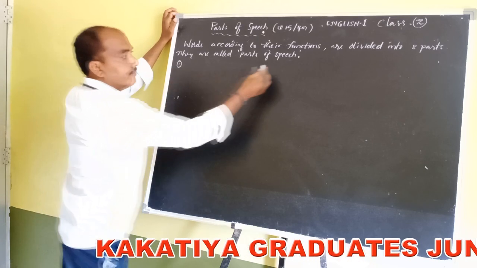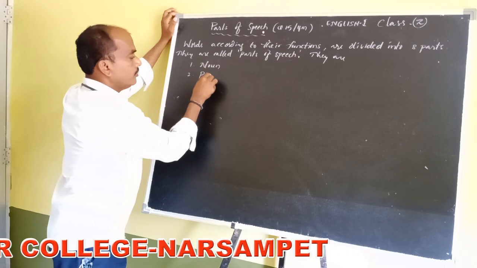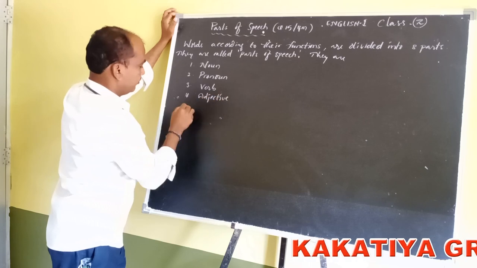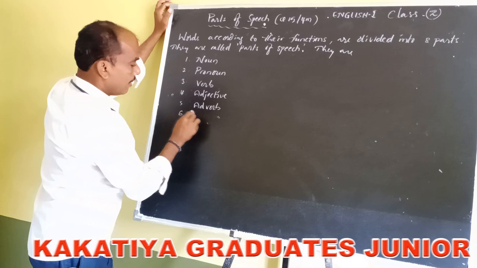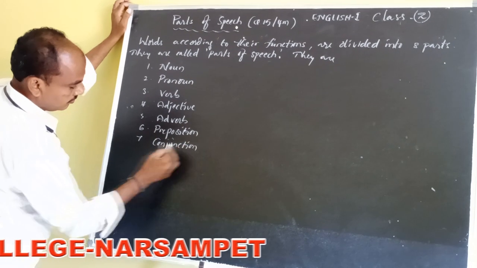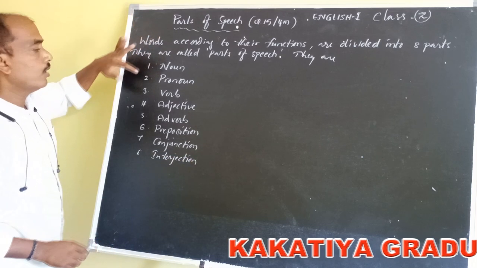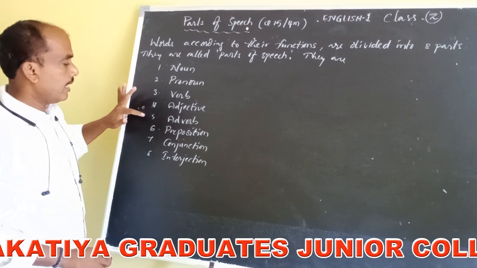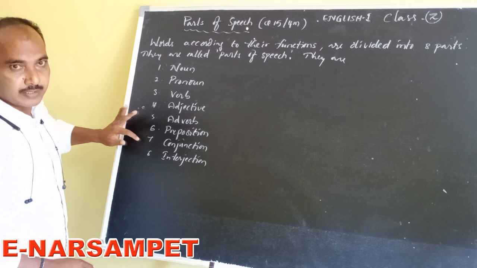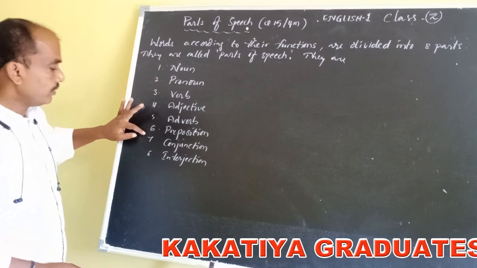What are they? Noun, pronoun, verb, adjective, adverb, preposition, conjunction, next one, interjection. Noun, pronoun, verb, adjective, adverb, preposition, conjunction, the connector, interjection. These are the 8 parts: noun, pronoun, verb, adjective, adverb, preposition, conjunction, interjection.